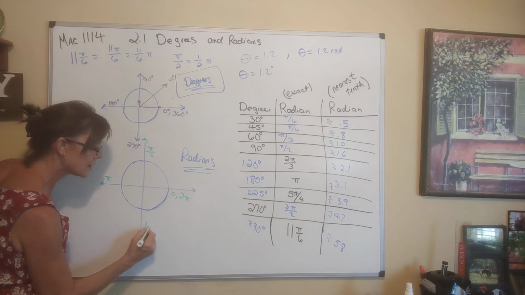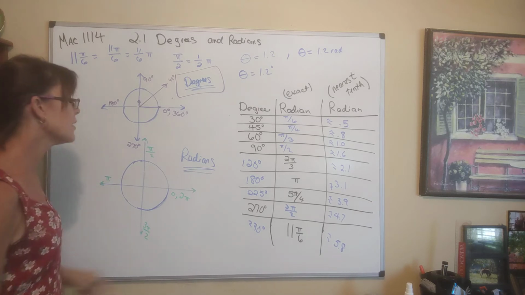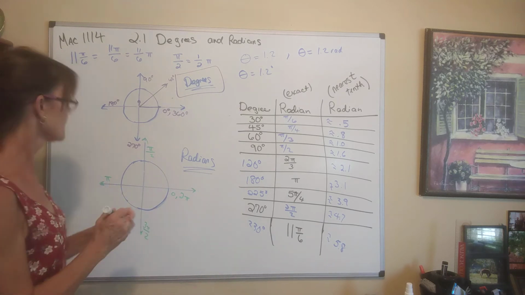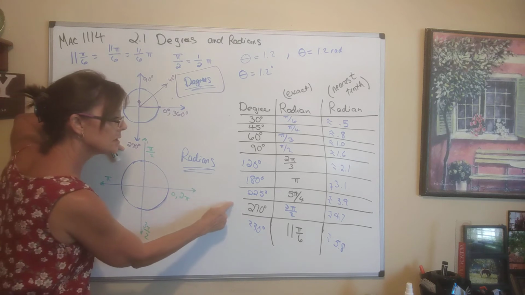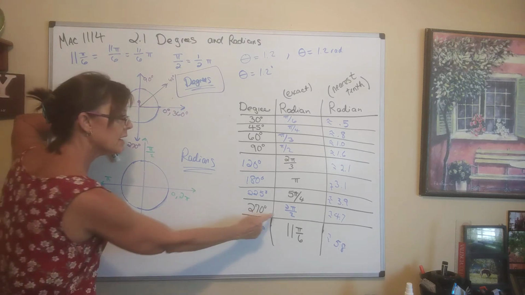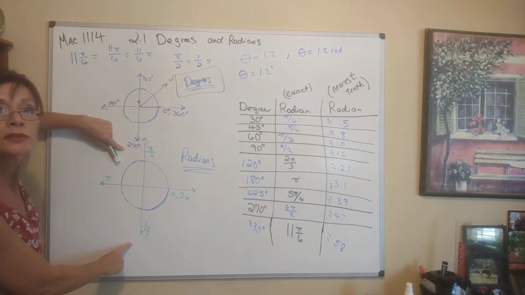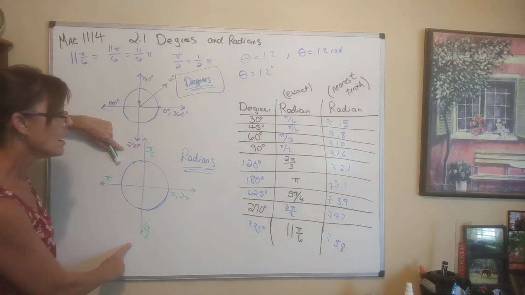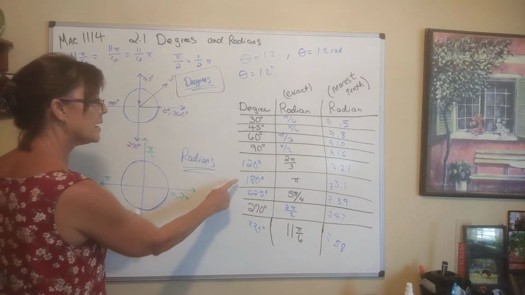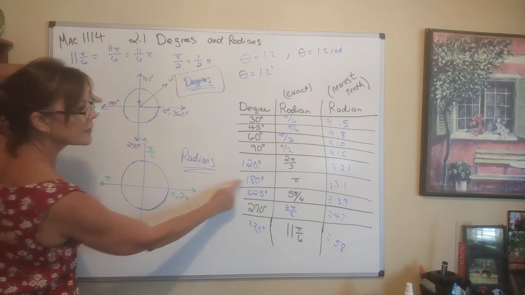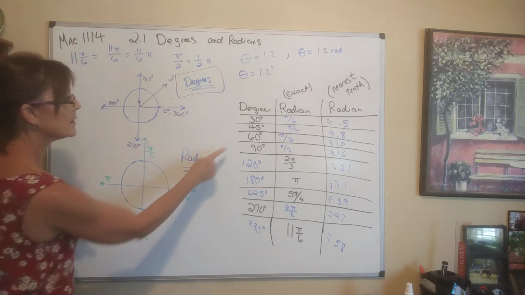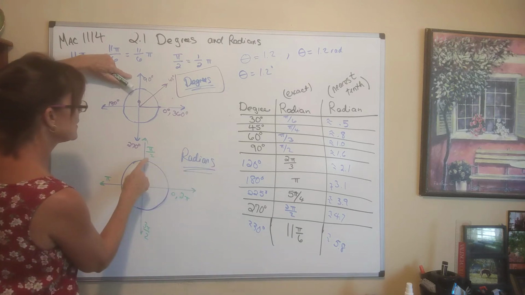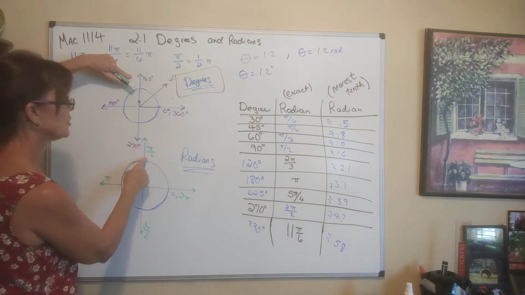Now this won't make a lot of sense to you. All I'm trying to do is get you a little bit familiar with this. So if we look at our little chart, see how this is 270 degrees right here? What did that convert into? It converted into 3 pi over 2. That's what I wanted to show you. What about 180 degrees? It converted into pi. What about 90 degrees? It converted into pi over 2.